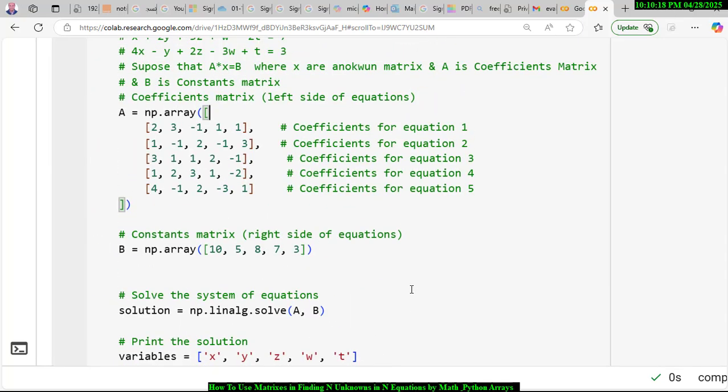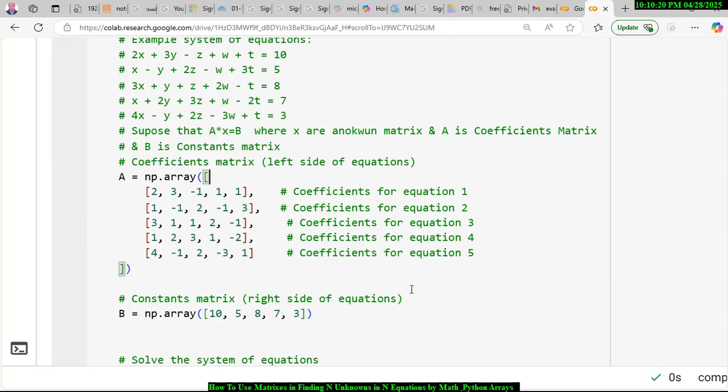So in this video you learned two things: the learning outcome of matrices in math, and the learning outcome of arrays in programming with Python.